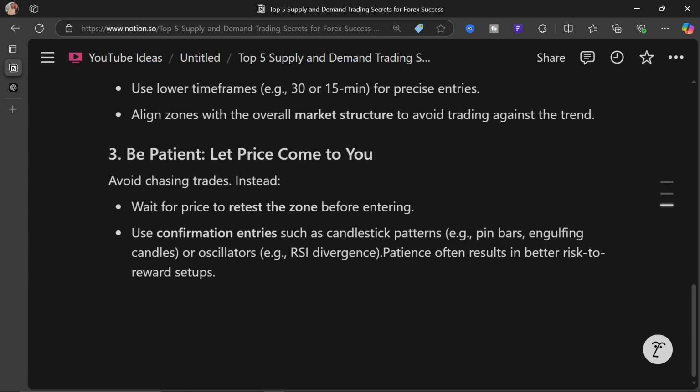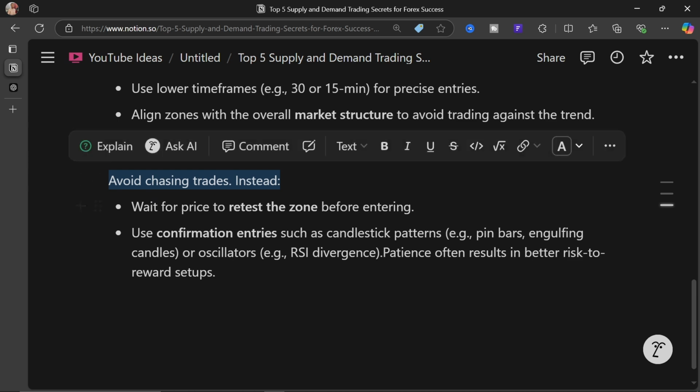Now the basic reason why it doesn't work for you is simply because you are not letting the price come to you, but you are going for the price. What I mean by letting price come to you is simply, once you identify your level, stay back and let the market come to that particular level. That's why it says avoid chasing trades. Instead, wait for price to retest the zone before entering.